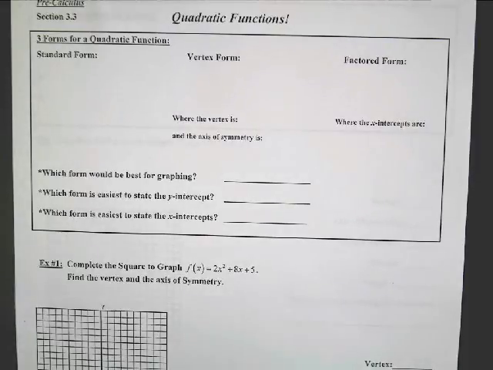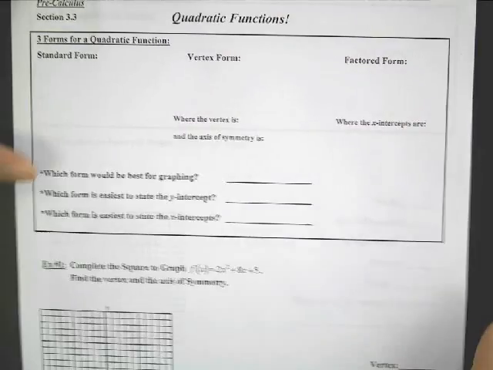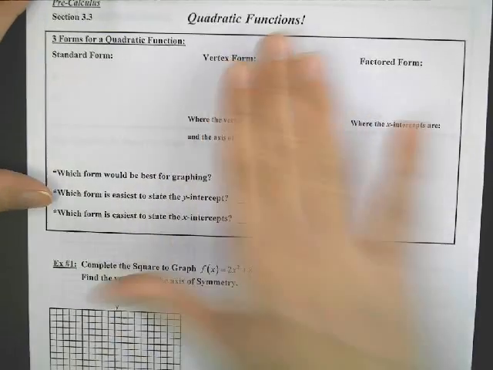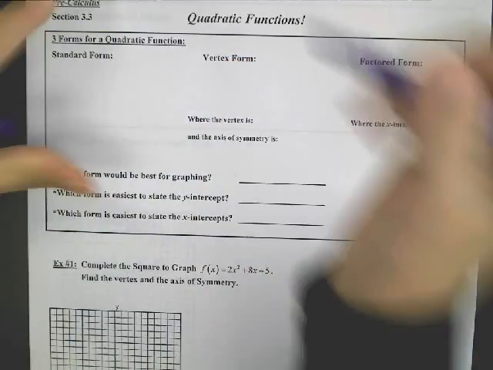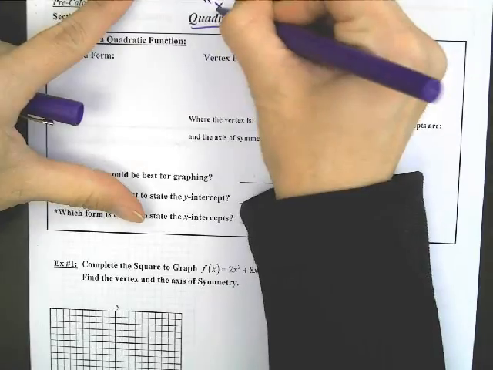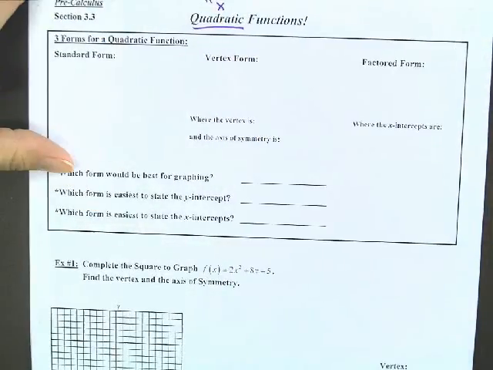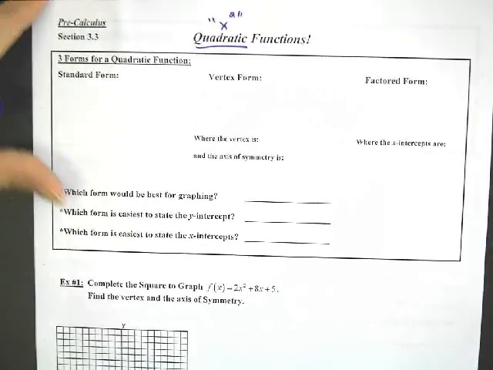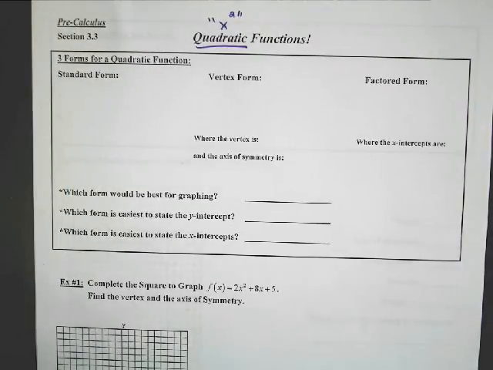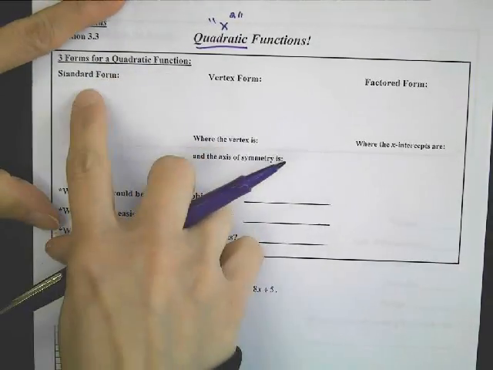We're now going to study Chapter 3, which is an entire chapter dedicated to just quadratic functions. Whenever it says quadratic, that means x squared, so we're going to be dealing with parabolas. There are three forms the quadratic function can be in.